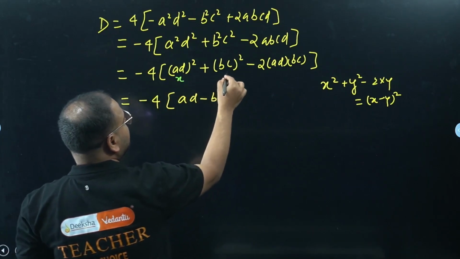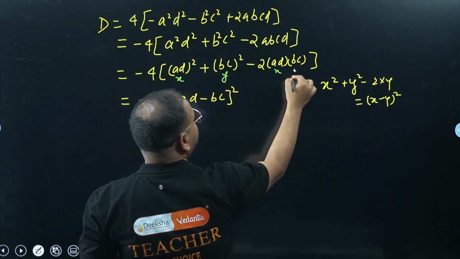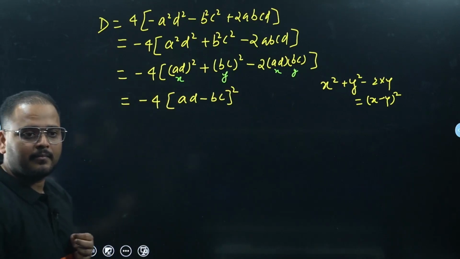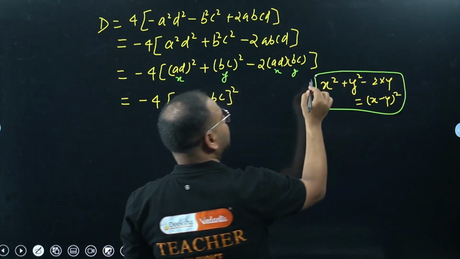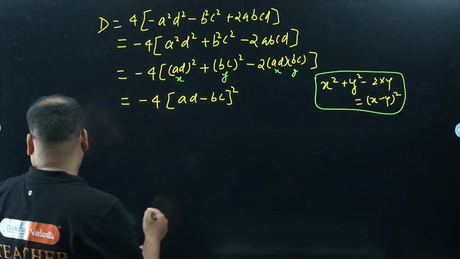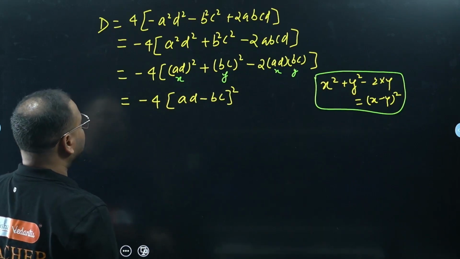This is my x, this is my y, this is my xy, 2xy, right? This is not part of the answer, just the reason why I did it here. Okay. Continue please. So this is done.